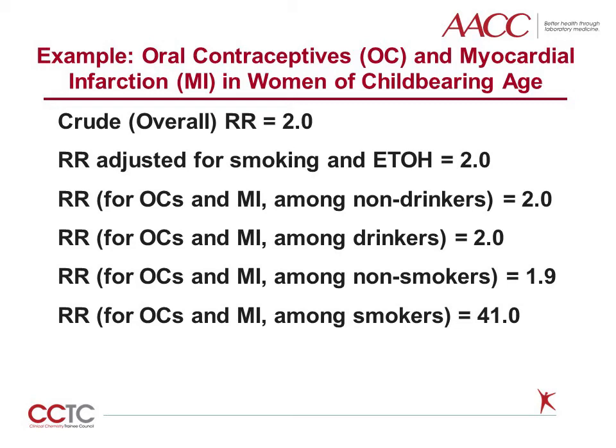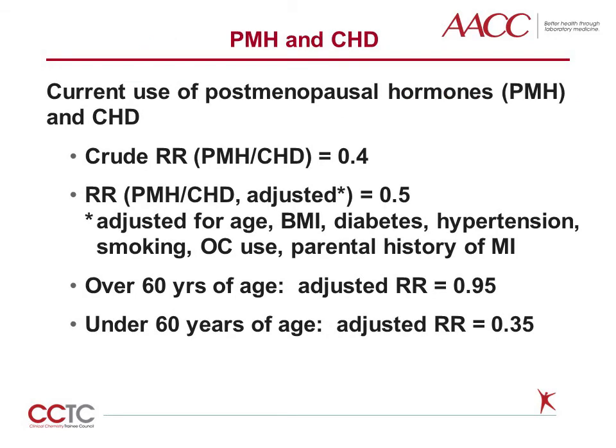That information about smoking being an effect modifier would advance our knowledge. And let's look at one more thing, current use of postmenopausal hormones in coronary heart disease. The crude relative risk is 0.4. Women who use postmenopausal hormones have 4/10 of the risk, or 60% less risk, of developing coronary heart disease.